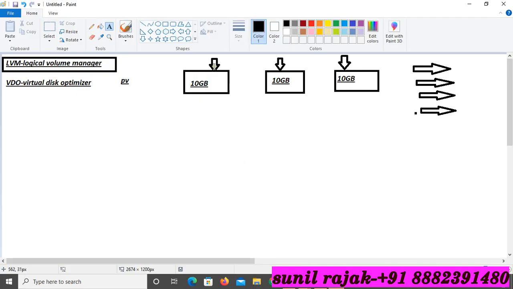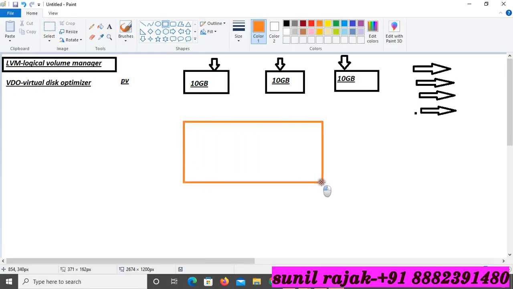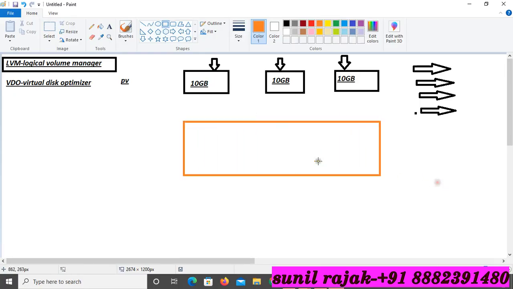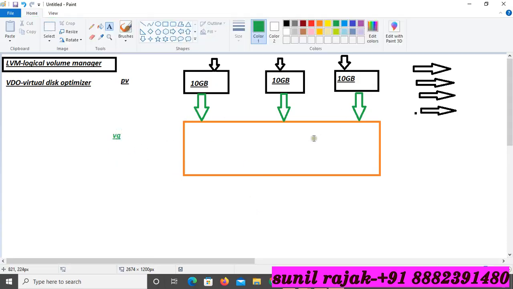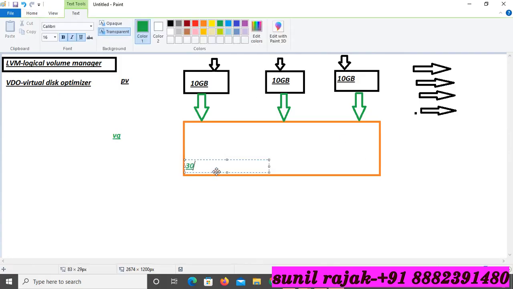You can create a volume group. Suppose this is your volume group, and in this volume group you are going to attach all the physical hard disks. Okay, all the hard disks you will attach to the volume group. So this is your volume group. You attach 10 GB, 10 GB, 10 GB. When you attach them to this volume group, your physical volume size increases to a total of 30 GB. So now the volume group size is 30 GB.